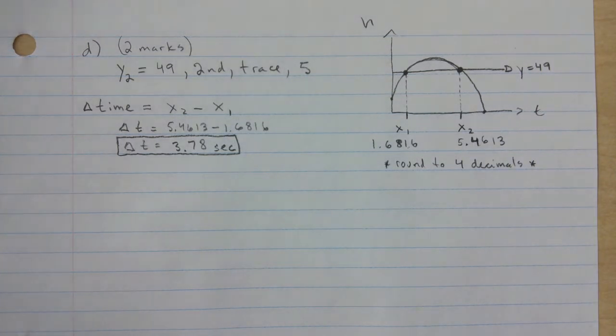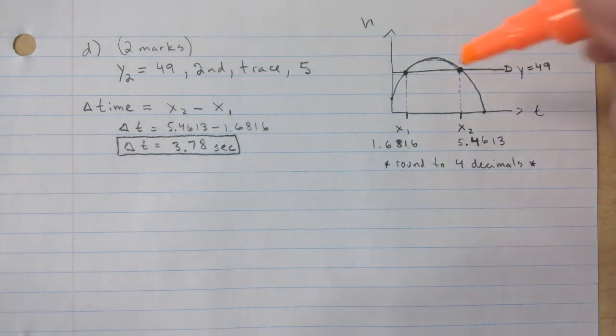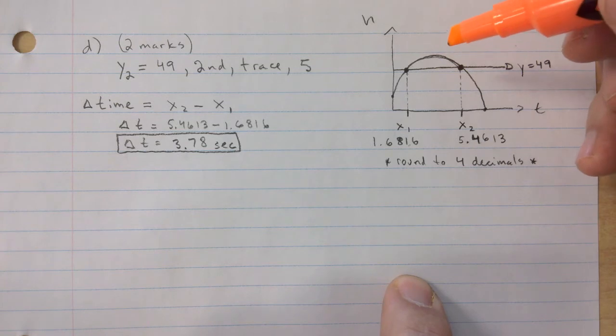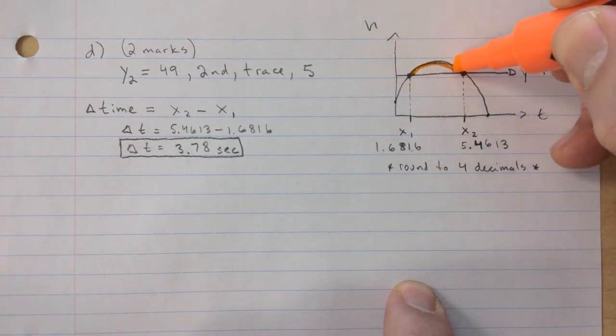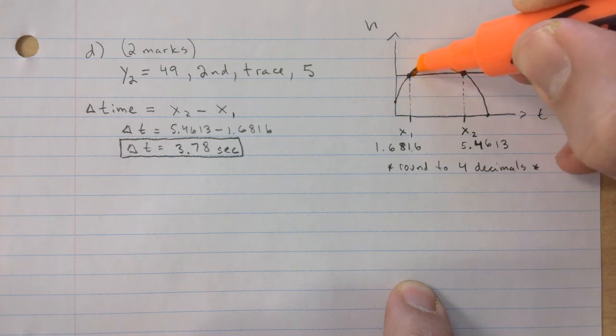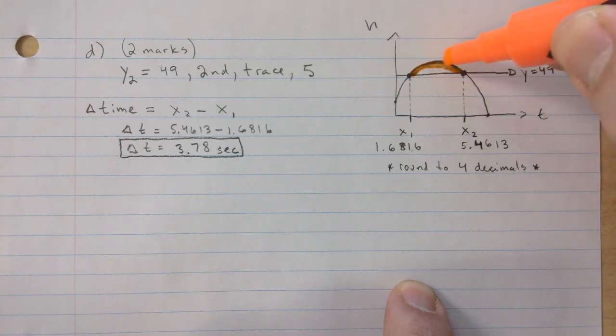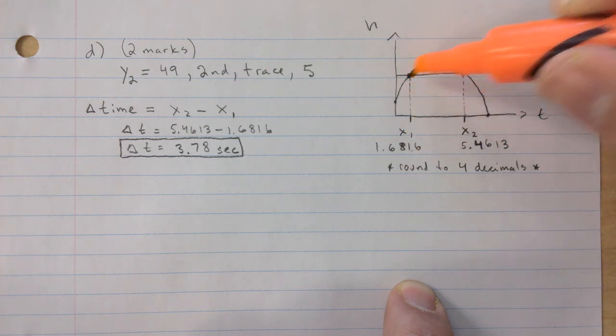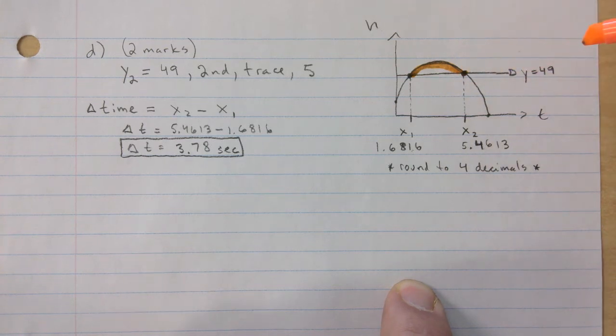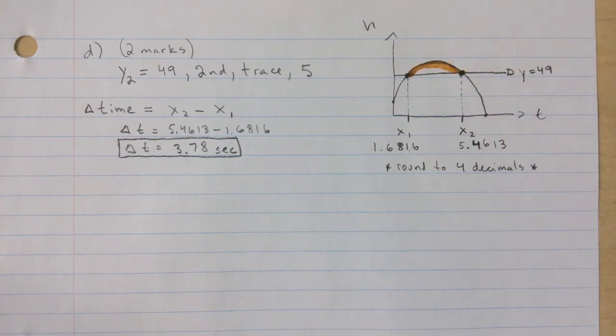Maybe I'll use a different color, maybe orange or something. Right, like this is the time, like this is the stretch of the path that we're interested in, right? And we find the time it happens on its way up and back on its way down. And so that's basically the difference in the times there is what you're interested in for something like this.